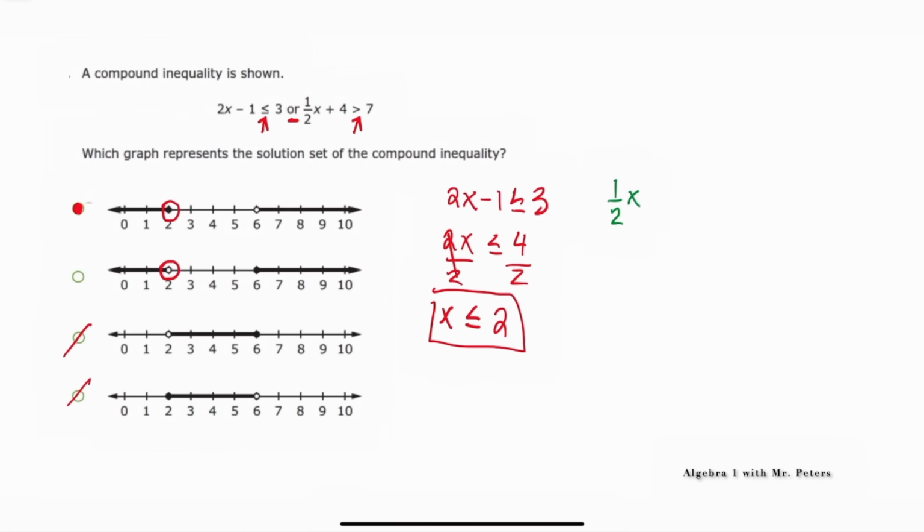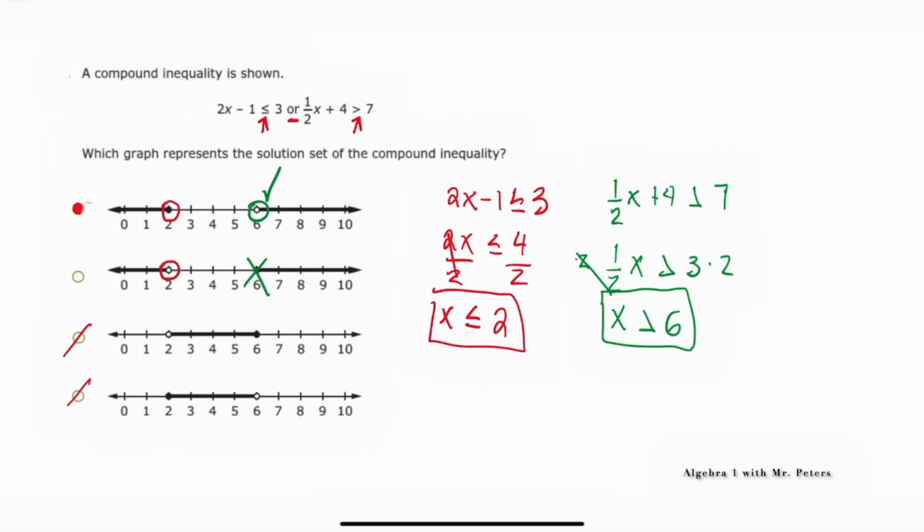So we have 1/2 x plus 4 is greater than 7. We subtract. Now 1/2 x is greater than 3. Once we multiply by 2 to get rid of this fraction, x is greater than 6. And at this point, it's going to be an open circle, which it is. Answer choice B is incorrect because they did not take into account the correct shading or an open circle.